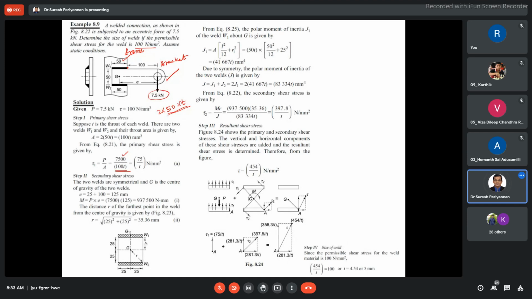Now, these both welds are symmetrical welds. Both weld lengths are 50 mm. Hence you can easily find out our X bar and Y bar. Here, what is the X bar? Can you tell me? What is X bar and Y bar in this symmetric weld?